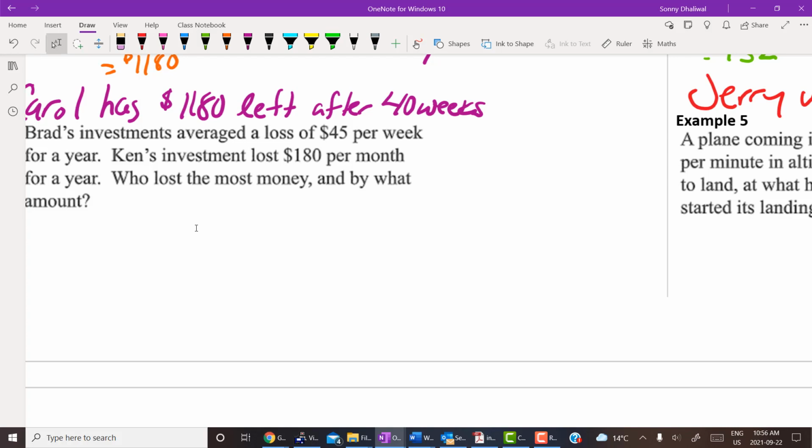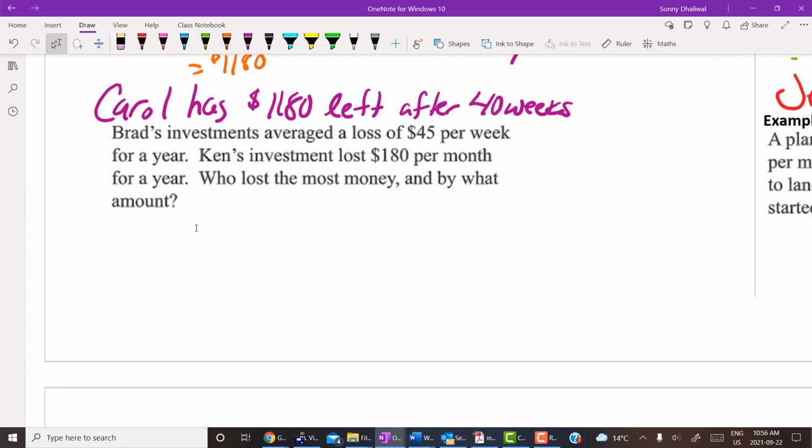Next up is just some more word problems examples, all right? So Brad's investments averaged a loss of $45 per week for a year. So every week he's losing $45 on his investments. So that's Brad. Ken loses $180 a month for a year. And the question is, who lost more money and by how much more?